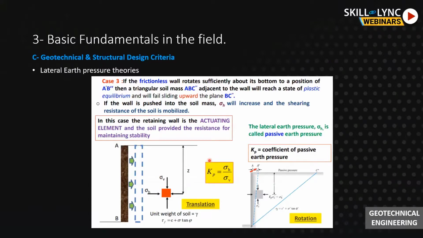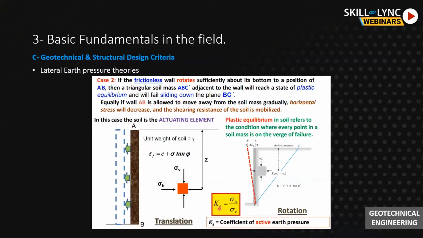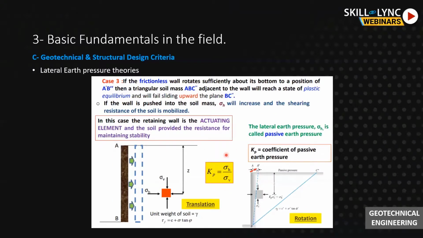So now we know the difference between the K naught, which is the lateral earth pressure coefficient for the at rest state, K active, which is the lateral earth pressure coefficient for the active state, and K passive, which is the lateral earth pressure coefficient for the passive state. So we have three cases, three states.